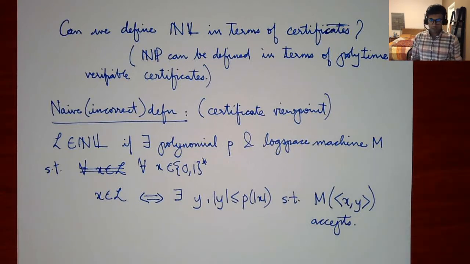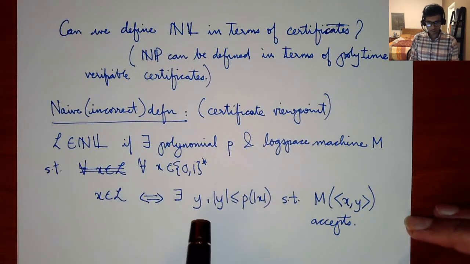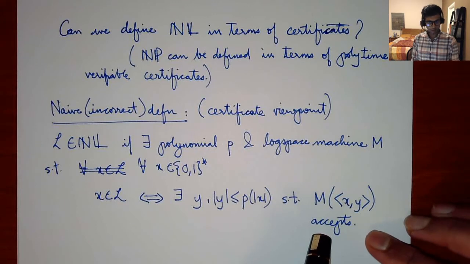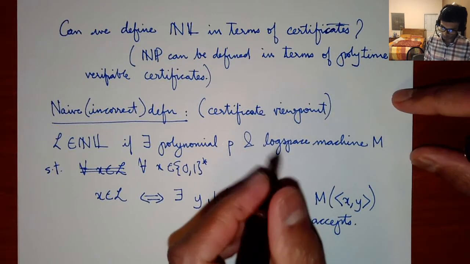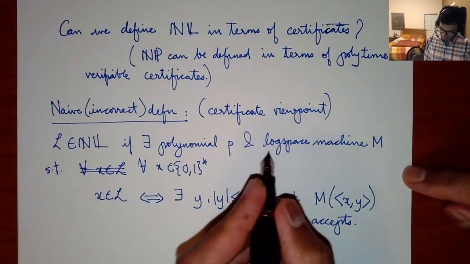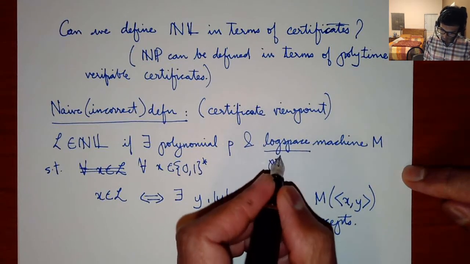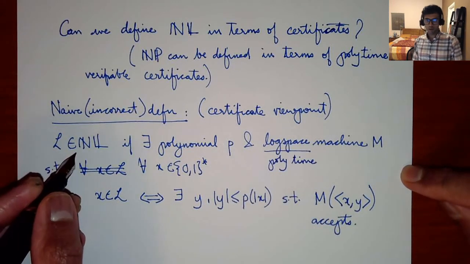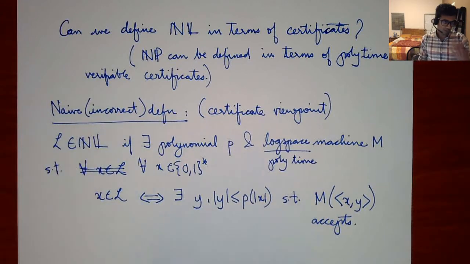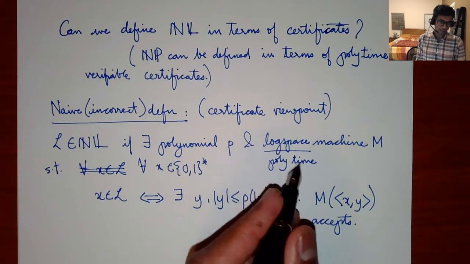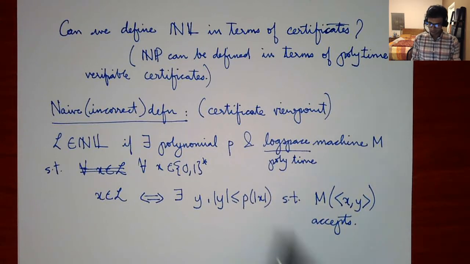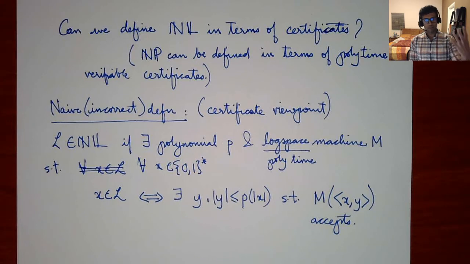Does this definition make sense? Ignore the first part. I'm just defining a language such that if x is in the language, there exists a certificate that is verifiable by a log space machine. If you recall, for defining NP, if I simply replace this by polynomial time, what I got was the definition of NP. Instead, I could replace the polynomial time by log space. The certificate length is still polynomial, which makes sense, because a non-deterministic log space machine can take at most polynomial time, since we know that NL is in P.